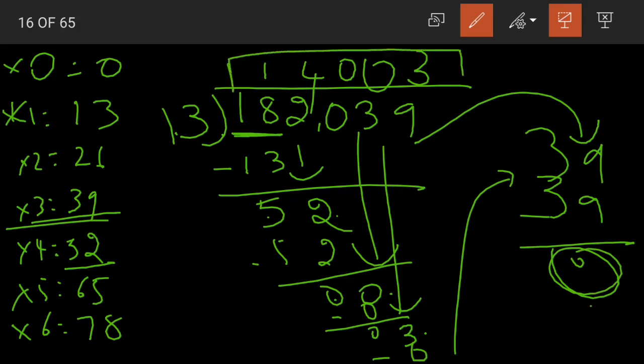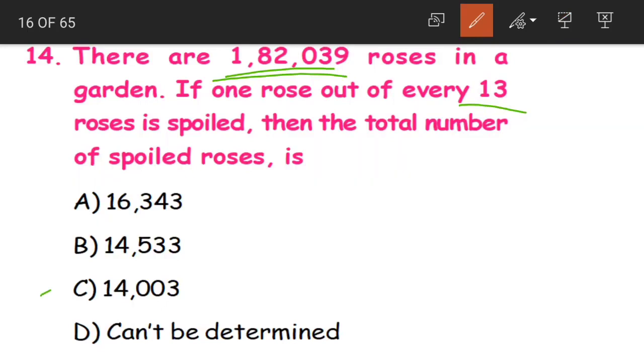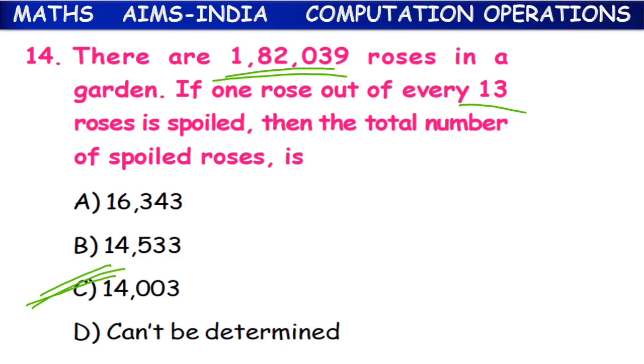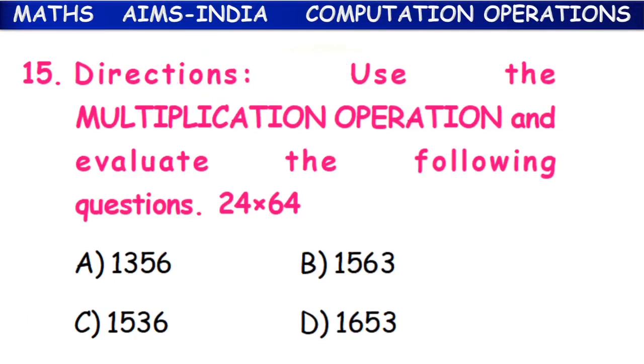What is the quotient? 14,003. What does this mean? These total roses can be divided into 14,003 groups of 13. Yes. So what will be the total number of spoiled roses? 14,003. Now let us look at the options. That is option C, 14,003. Clear, children? Understanding the concept, right? So once you understand what is asked in the question, it becomes very easy for us to solve it.